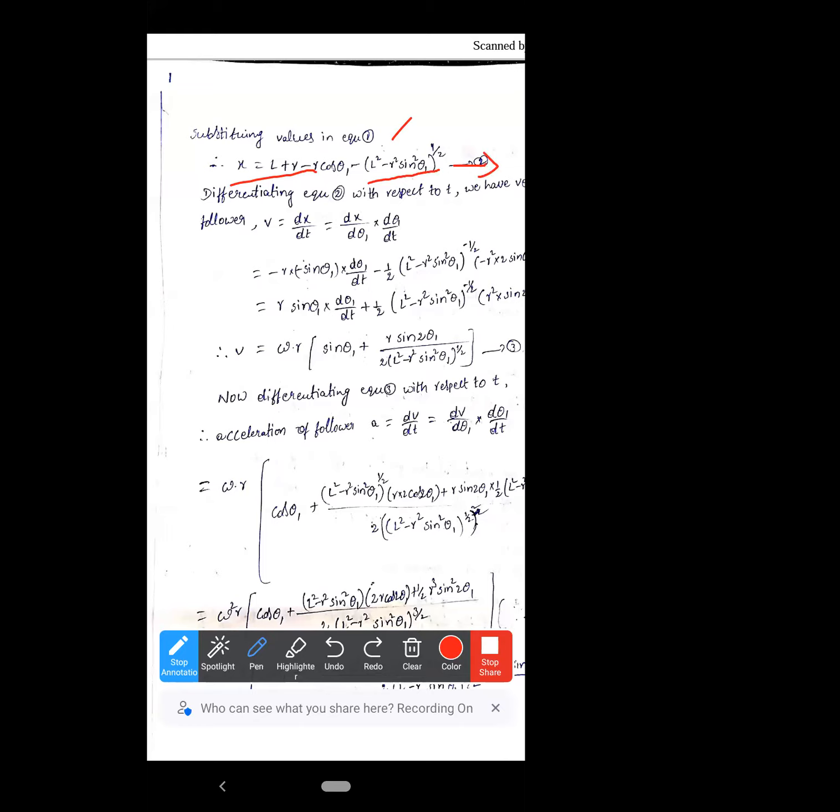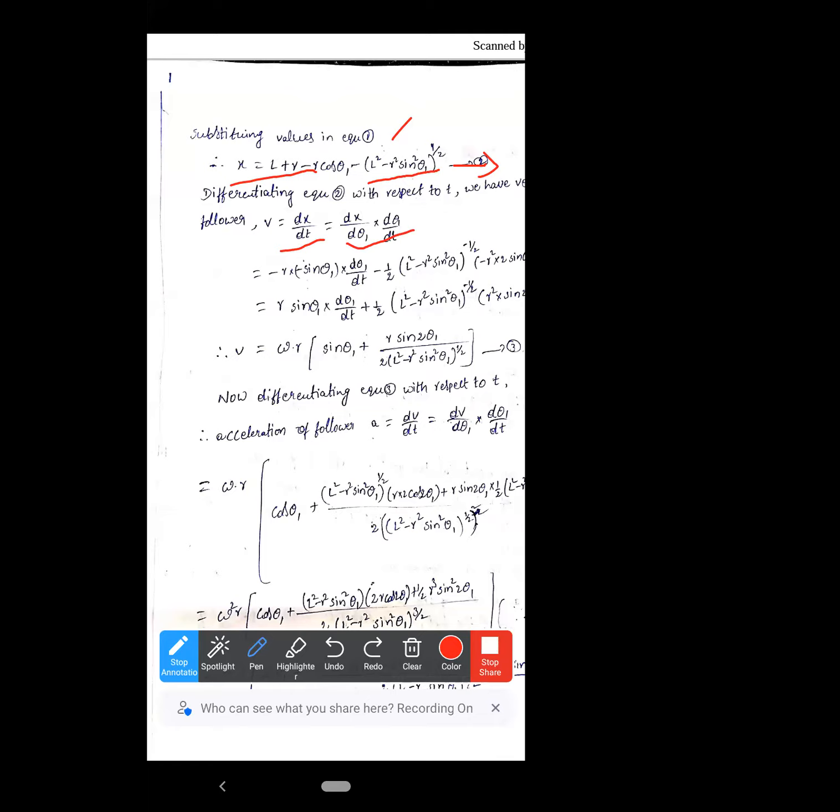Now the equation has to be arrived at in only one unknown variable. So that is theta 1. Theta 1 is the unknown. Now this equation is differentiated with respect to time for getting the velocity. So again the equation has to be written as dx by d theta 1 into d theta 1 by dt. Why? Because there are no t terms in our equation.